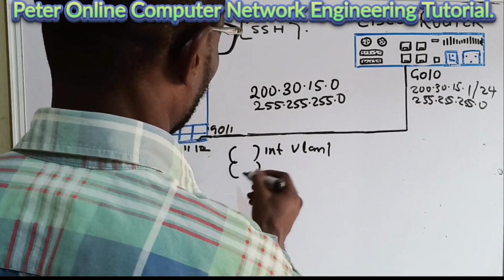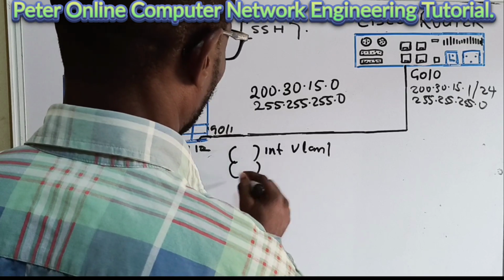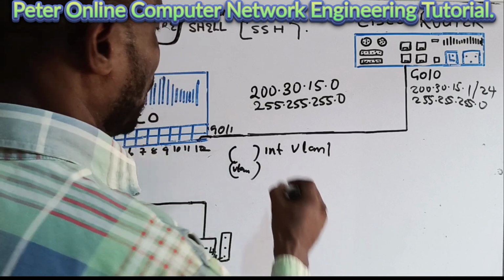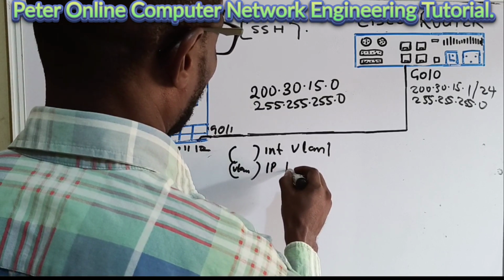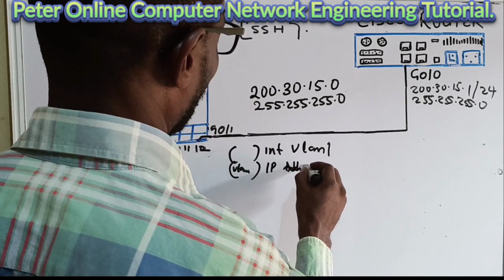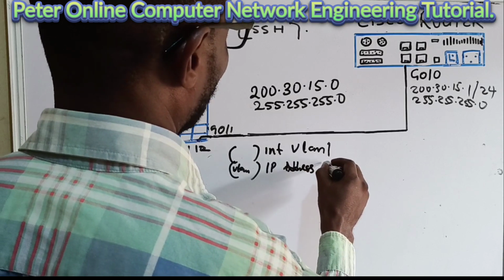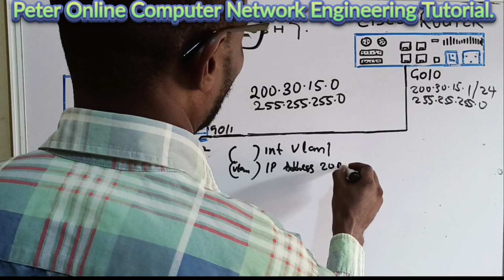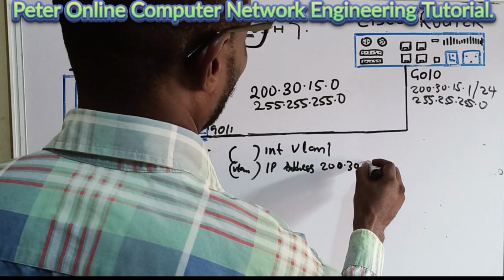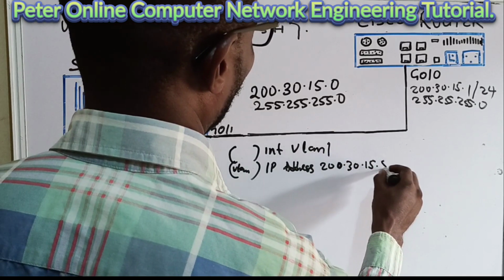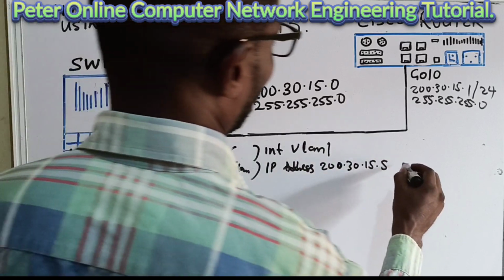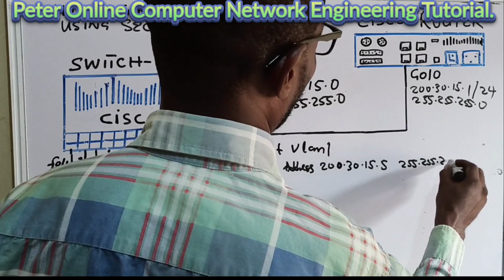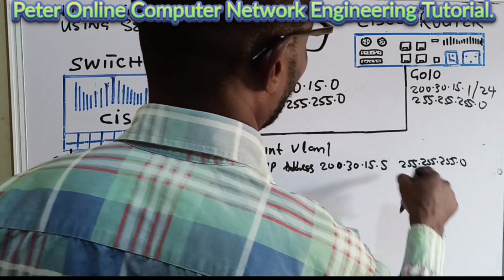It will come to the VLAN interface, where you put ip address 200.30.15.5, from here because you have configured it on the router, with subnet mask 255.255.255.0.